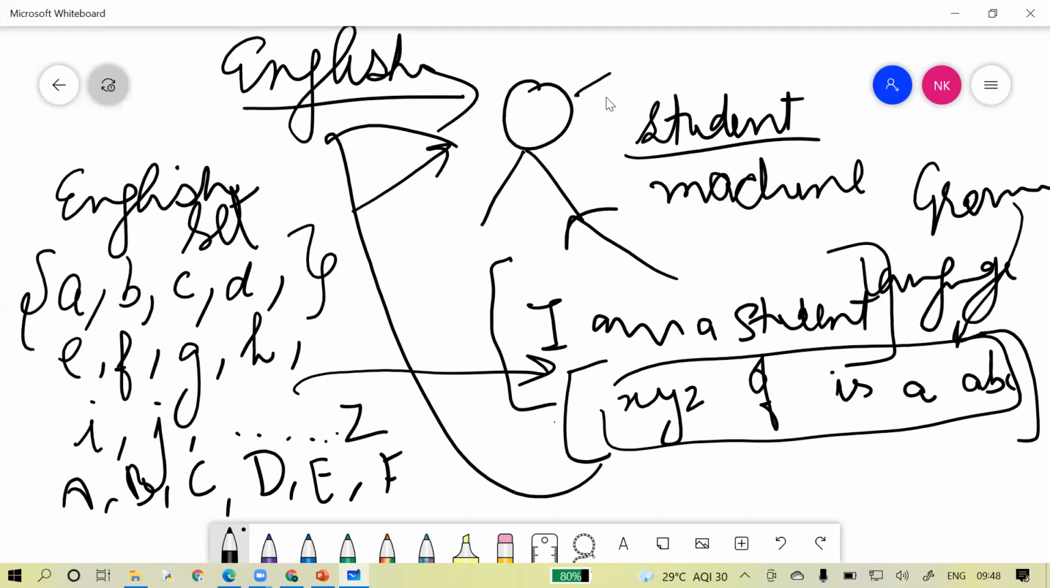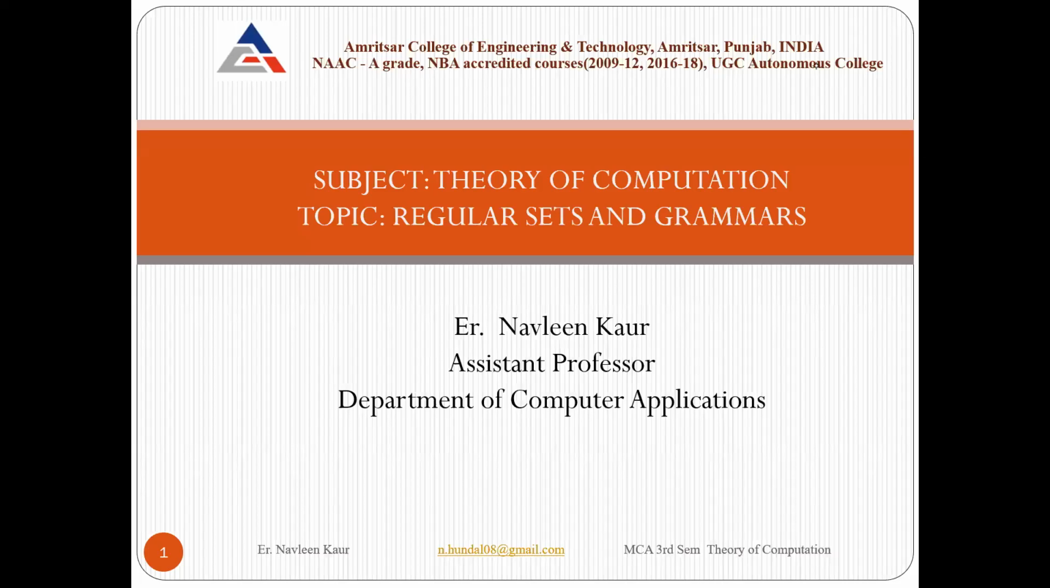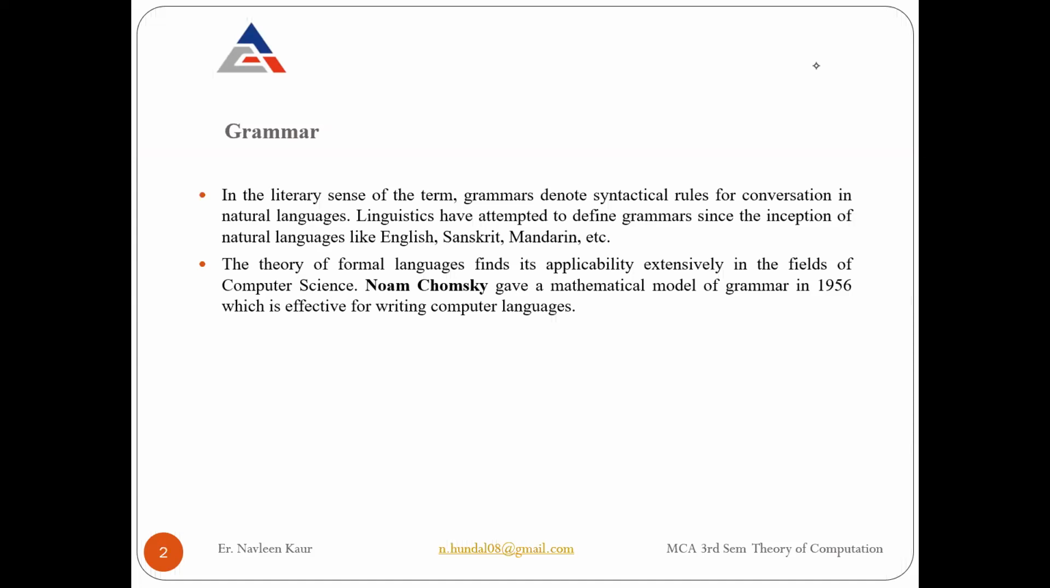Now, in place of this student, I will explain these two concepts, set and grammar, for finite automata. So let's start. What is grammar actually? In the literary sense of the term, grammars denote any rule for conversion in natural languages. There are so many grammars for natural languages like English, Sanskrit, Mandarin, Punjabi, Hindi, etc. Every language that you work on is created only because of certain grammar rules that it follows.